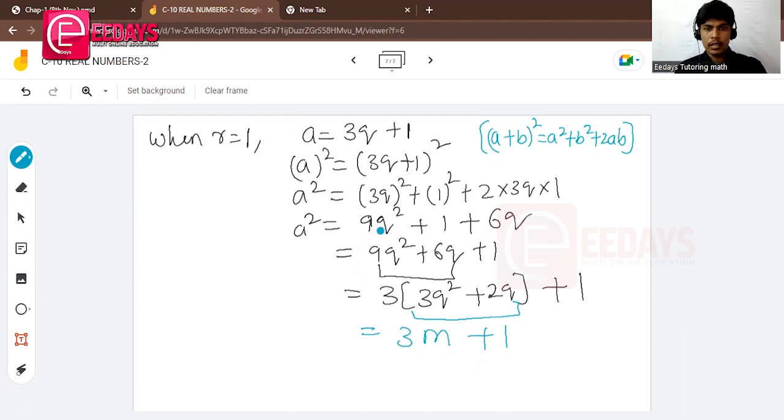Plus 1, squaring: 9q square plus 6q plus 1, which is 3 into 3q square plus 2q plus 1. Okay, finally we got this one.